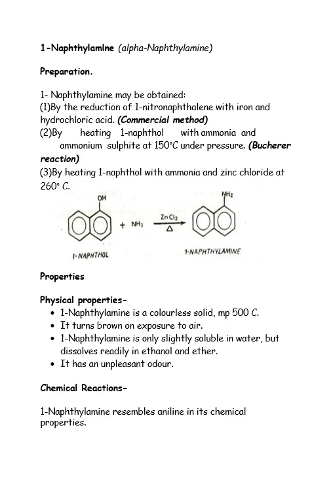Next, properties. Physical properties. 1-naphthylamine is a colorless solid. The melting point of the compound is 50 degrees centigrade, and it turns brown on exposure to air. 1-naphthylamine is only slightly soluble in water but dissolves readily in ethanol and ether. It has an unpleasant odor. Next, chemical properties.